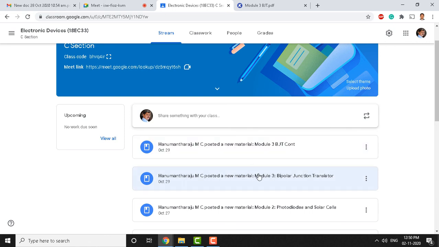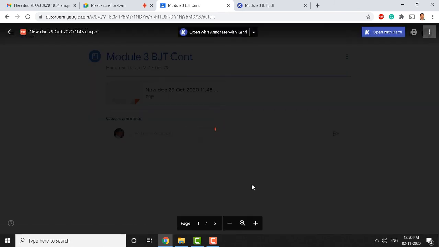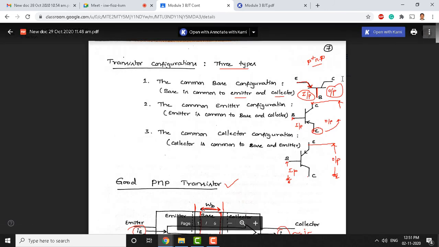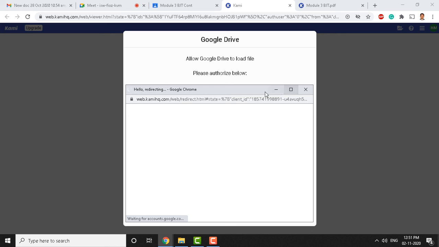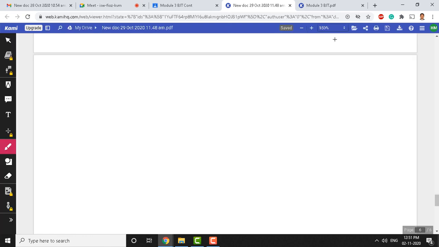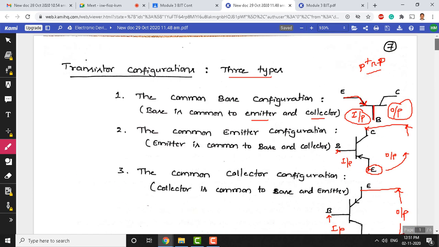Before I end today's topic, I would like to give a little information about the different configurations. Okay. So far we have seen the fundamentals of the bipolar junction transistor. Within the three regions, P plus NP region, how exactly the holes are moving and how it results in different currents mechanism. We have seen that. Now it's time to discuss the different configurations that exist in the BJT.